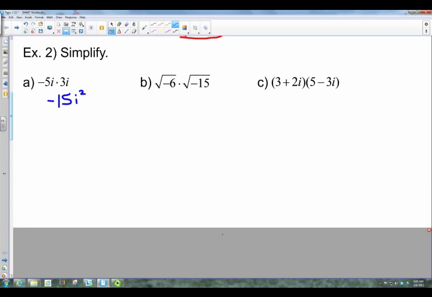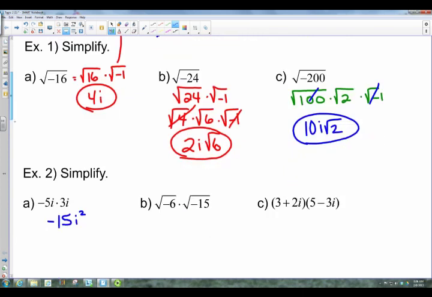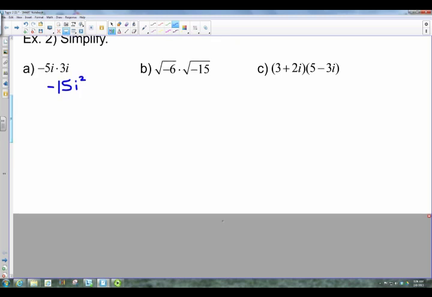Now remember up above, I told you we have a property that we're going to use. It's i squared is negative 1. Every time you see an i squared, you're going to replace that with a negative 1. Okay, so I've got a negative 15 times a negative 1. That just works out to be 15, and there's your final solution. So just be aware, be careful.